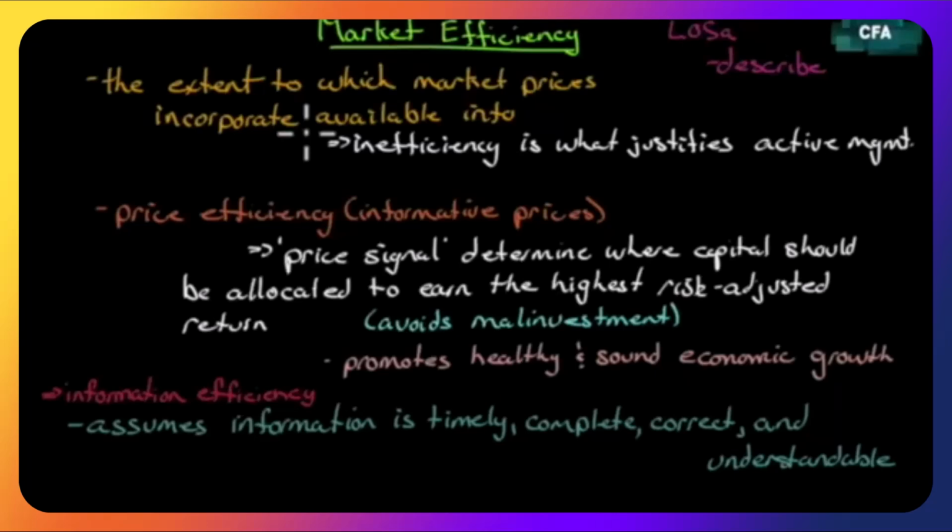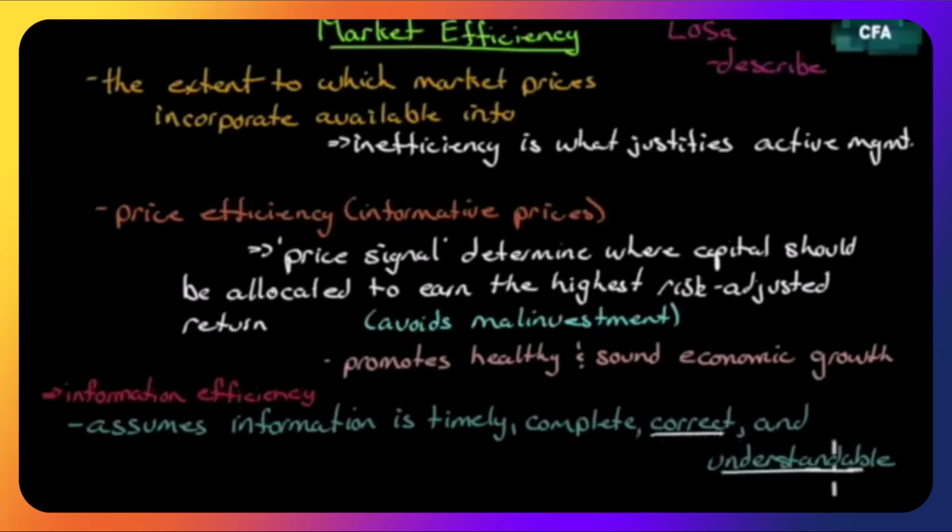Here is where we get to the point where people confuse market efficiency with wrong prices. The efficient market hypothesis assumes that information is timely, complete, correct, and understandable.